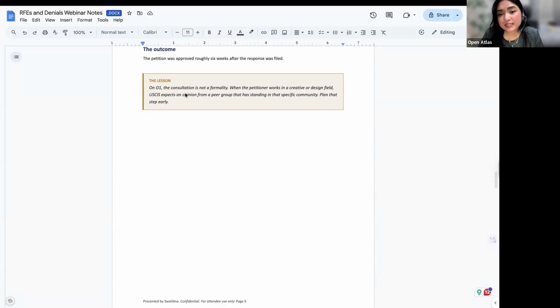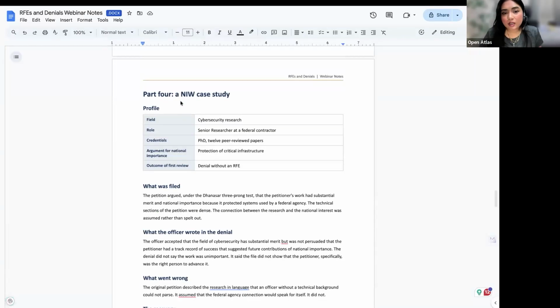When the petitioner works in a creative or a design field, USCIS expects an opinion from a peer group that has standing in that specific community. Plan that step very early, not just one single letter would help you. Now let's talk about NIW.